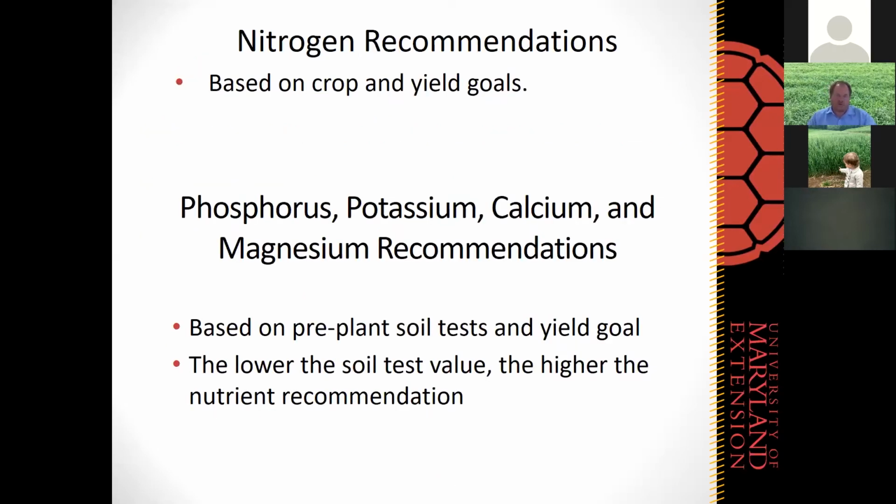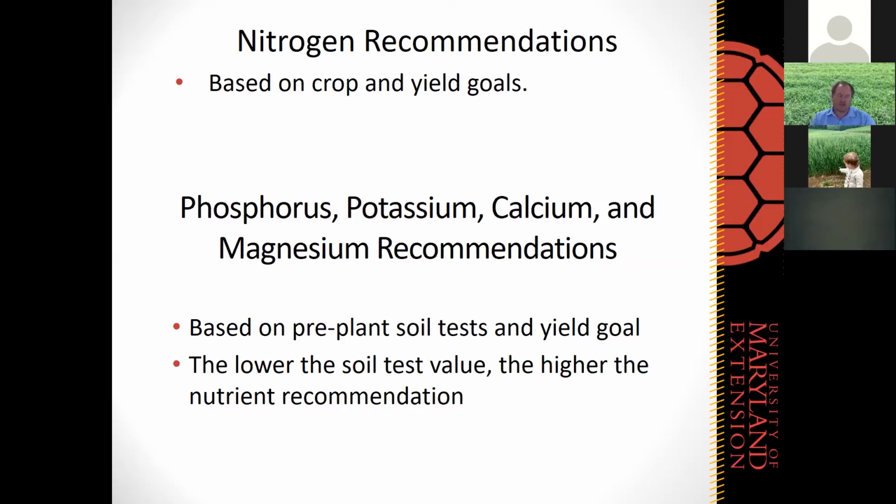Just as a reminder, nitrogen recommendations are going to be based upon the crop, so what species you're growing out there and what your actual yield goal is. This is mainly for our grass type crops. Most of our legumes are going to produce their own nitrogen, but for our grass forages, we're going to base that upon what species we're growing and what the yield goal of that crop is.